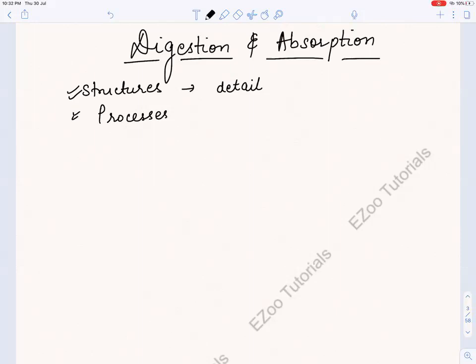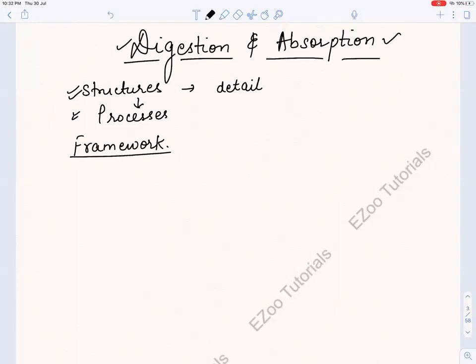Okay, so generally what I do is I start with the structure, then I go to the process. Today I thought that let's do something else. And what is that thing that we are going to do? I am just going to give you a framework today, about what actually happens in digestion and absorption.